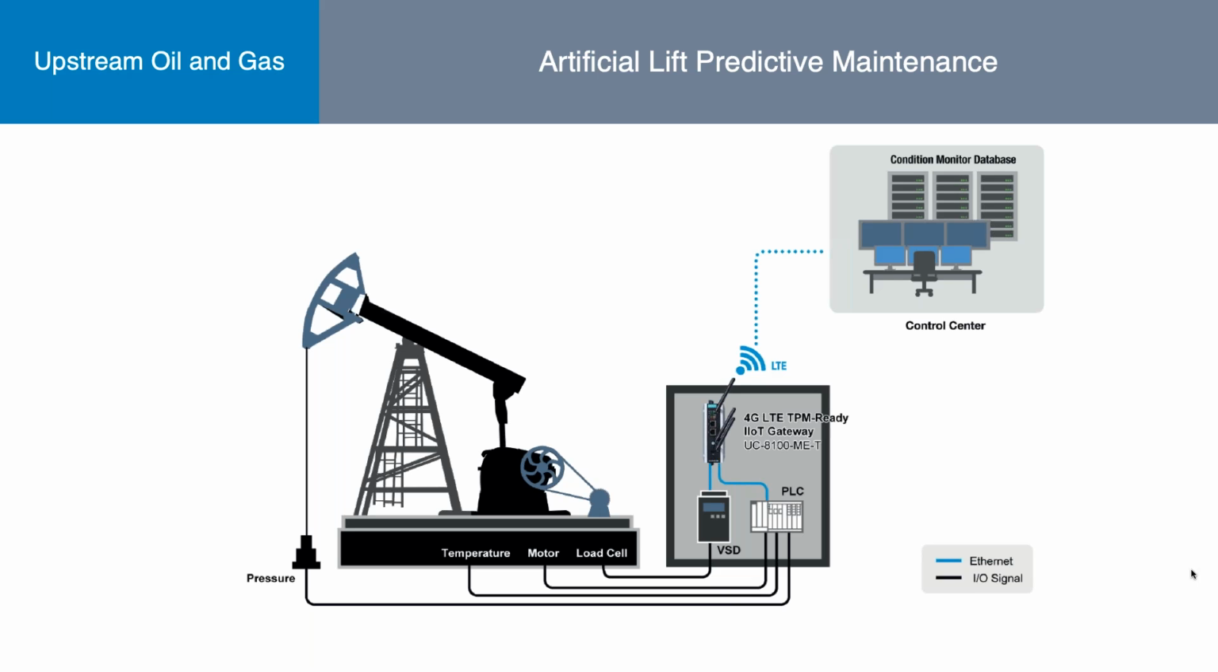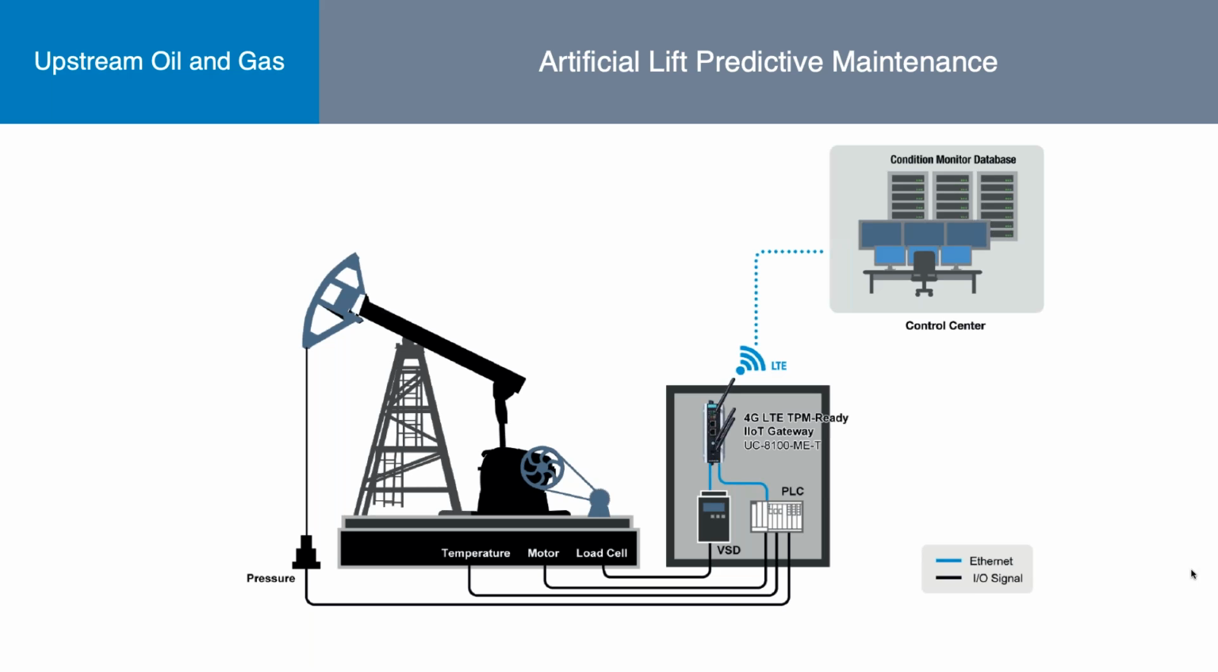Another common application, we've seen several deployments across different oil and gas customers in the upstream space, is for predictive maintenance of artificial lift systems. Now, to be fair, more commonly, these are referred to as pump jacks in the oil fields of Western US and Canada. And the pump jack is one of the oldest icons of oil and gas production.